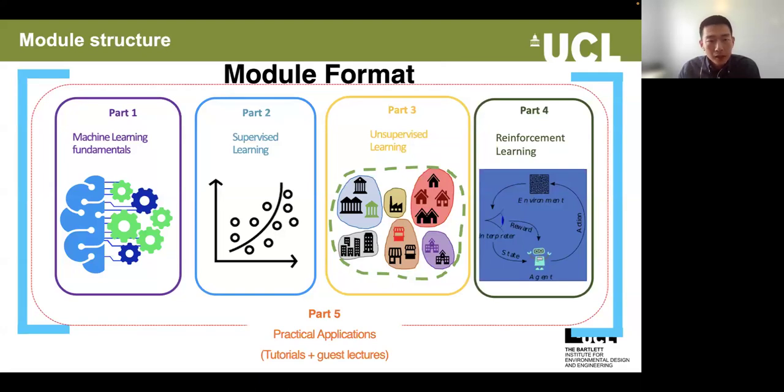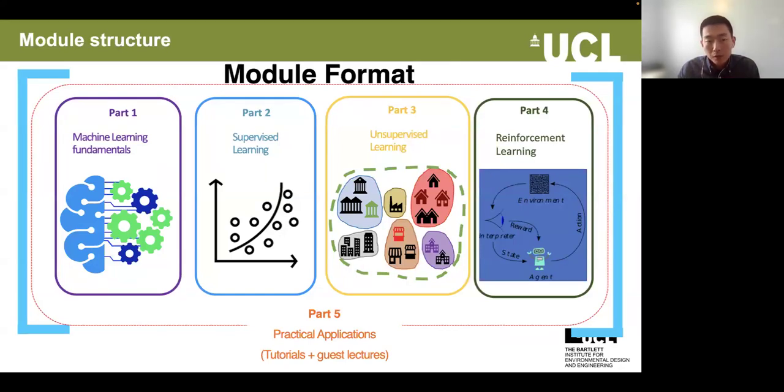We have five parts in this module. The first part is about machine learning fundamentals. Later, I will give you an example of what these fundamentals will cover in this module. Parts 2, 3, and 4 are based on the categorization of machine learning technologies: supervised learning, unsupervised learning, and reinforcement learning. We also have practical applications, which refer to the in-class tutorials. We will give you corresponding case studies based on what we have introduced in class to consolidate and strengthen the knowledge and skills learned in class.